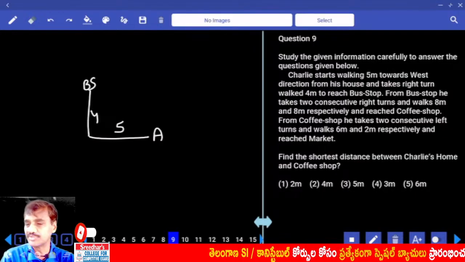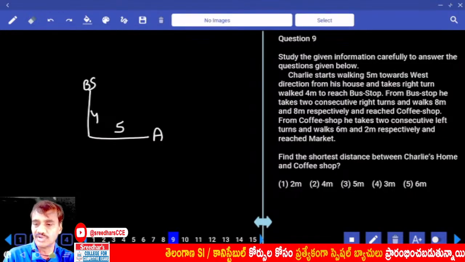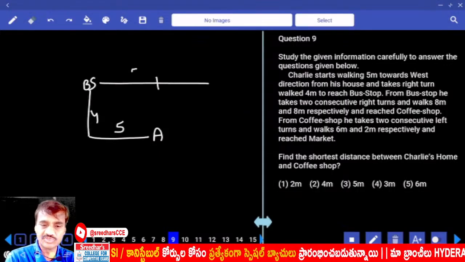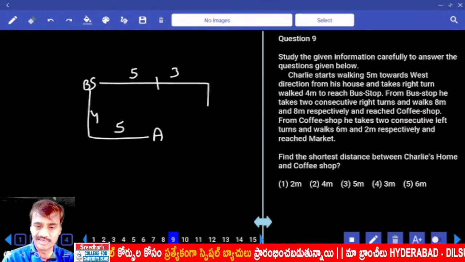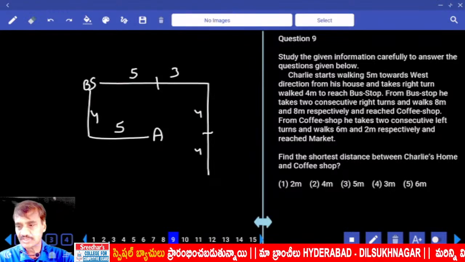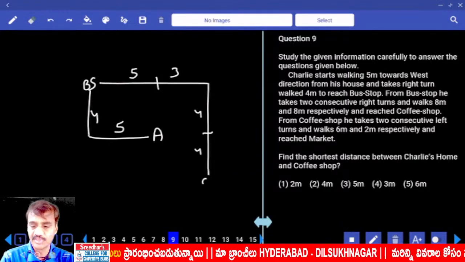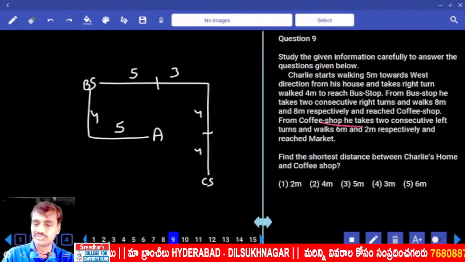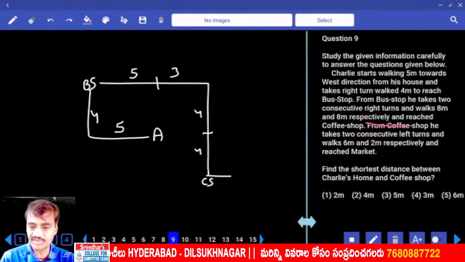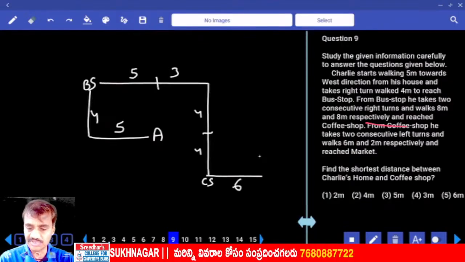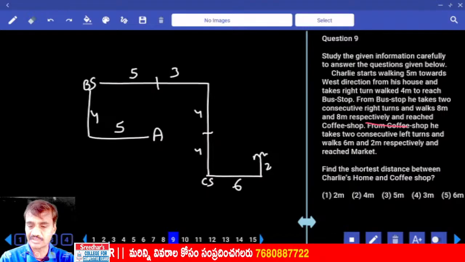Then from the bus stop he takes 2 consecutive right turns, walking 8 and 8 meters. In the first 8 meters, this part is 5 and this is 3. In the next 8 meters, this is 4 and this is 4. Now he reaches the coffee shop. Then from the coffee shop he takes 2 consecutive left turns: first 6 meters, and the next 2 meters, and 2 more meters to reach the market.